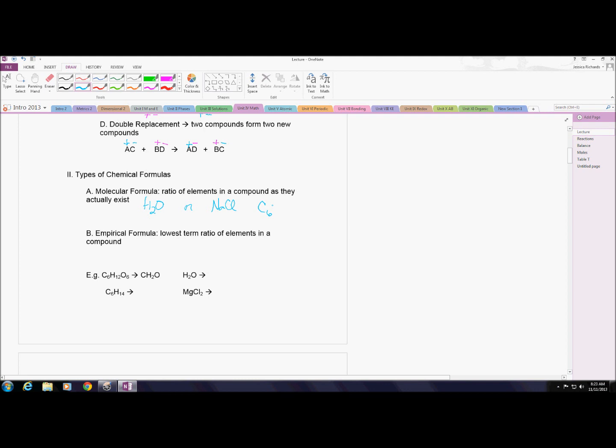Or glucose, C6H12O6. It is made of 6 pieces of carbon and 12 pieces of hydrogen and 6 pieces of oxygen. These are molecular formulas. Empirical formula is lowest term ratio. And this is what's important. This is the only thing that you have to worry about. If it's in a lowest term ratio, if you can't reduce it anymore, it's an empirical formula.